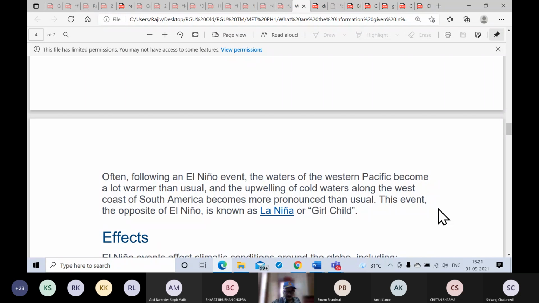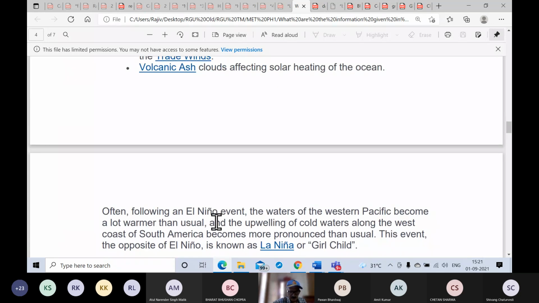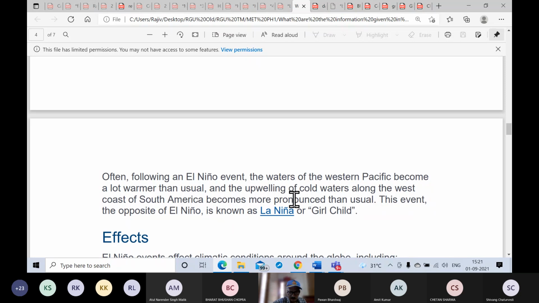After an El Nino has passed, waters on the western Pacific become a lot warmer in comparison. The upwelling of cold water will take place because this warm water is going to be replaced by cold water along the west coast of South America. And then El Nino gains more importance. In fact, this is opposite of El Nino, because following El Nino and upwelling of the cold water, you will have opposite of El Nino, which is called La Nina.